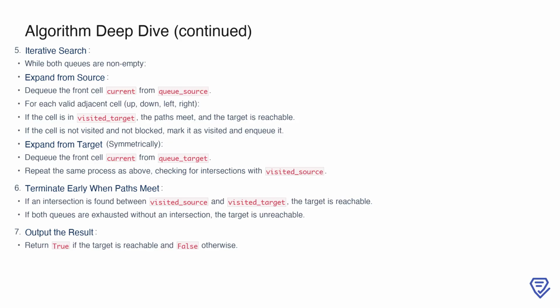This dual expansion ensures that the searches converge quickly, minimizing the number of cells we need to process. If at any point the 2 visited sets intersect, we can terminate early and confirm that a path exists. If, instead, both queues are exhausted without any intersection, we conclude that the target is unreachable.